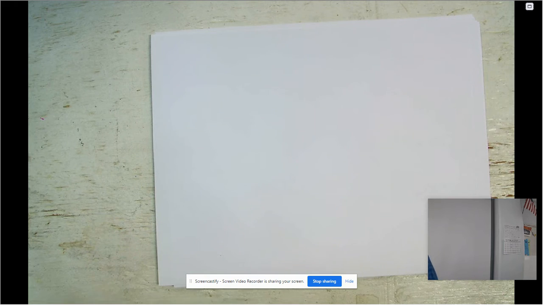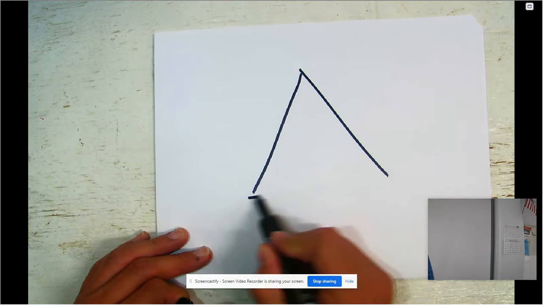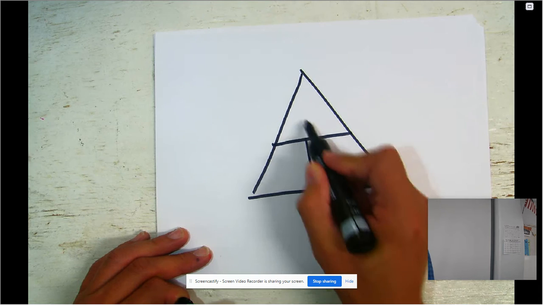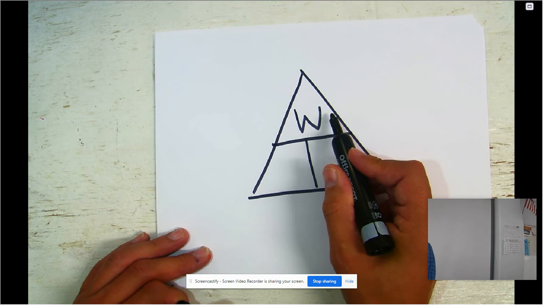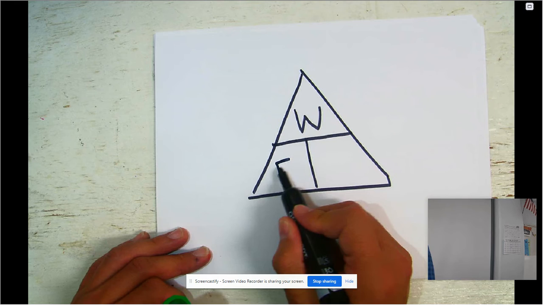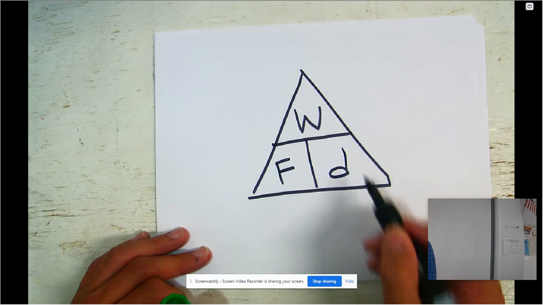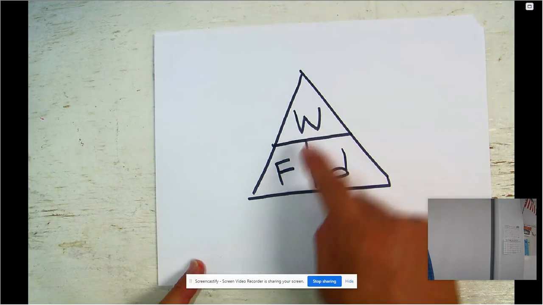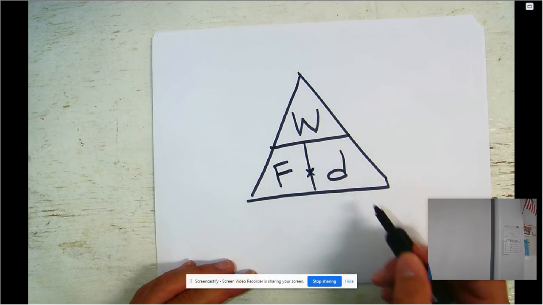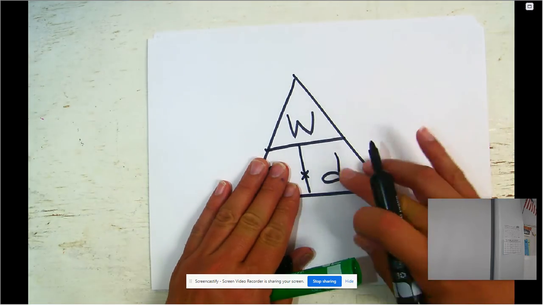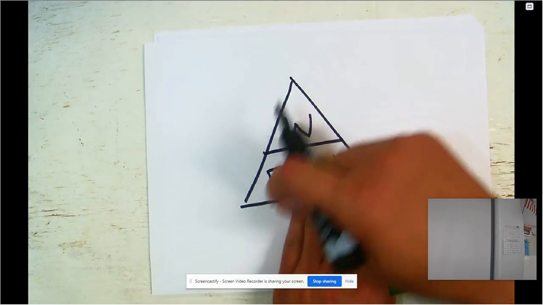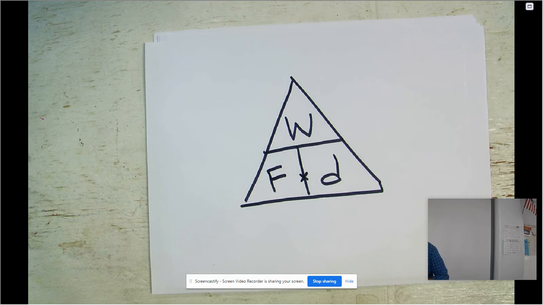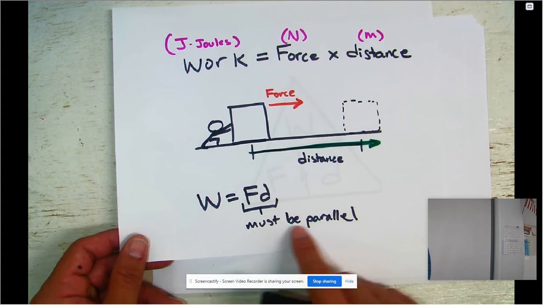We like using our triangle. So if we were to put this in a triangle, we would put work up here in the upper portion of the triangle. Force would be in the lower left hand. Distance would be in the lower right hand. And so we have our triangle for work, force, and distance. Work is equal to force times distance. Force is equal to work over distance. And then distance is equal to work divided by force. So that's our triangle here. That's our triangle if we're trying to figure out work. And the important thing is that force and distance must be parallel to each other.